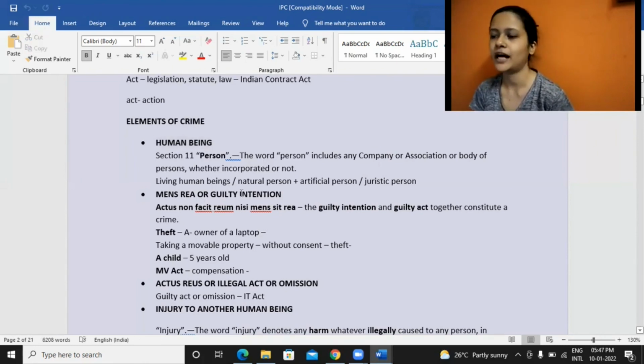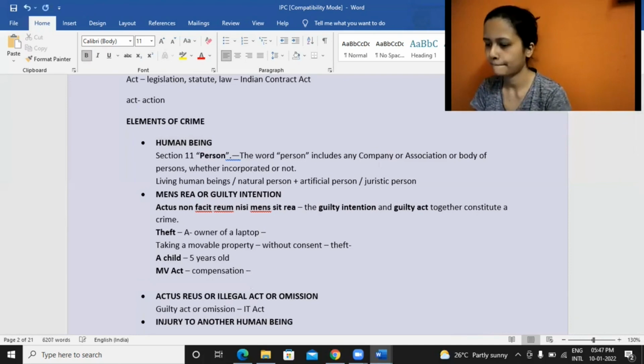Second is mens rea, or guilty intention. So what is mens rea? It refers to the intention, the objective behind committing a crime or achieving a purpose. It's from a person's thinking, their motive, their intentions behind committing the crime. Are intentions and motives the same, or are they different? They are different.